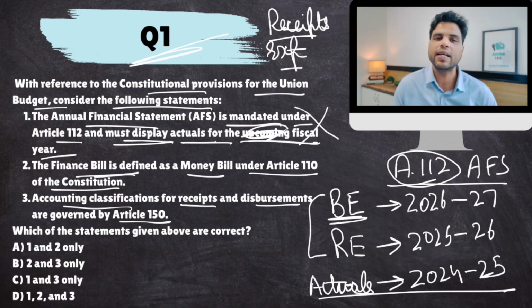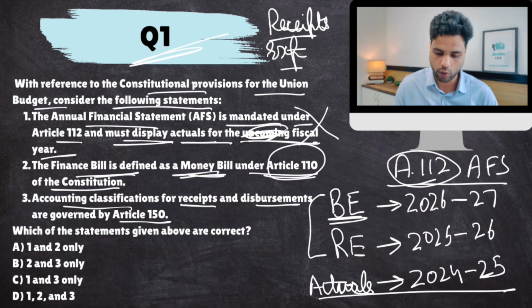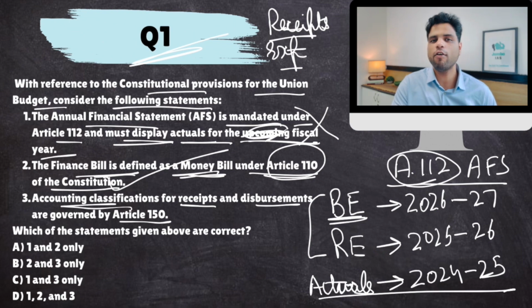Finance bill basically contains all the tax related proposals in the budget. It is defined as a money bill because all tax related proposals are part of a money bill, and the definition of money bill is given in article 110. So this is correct.